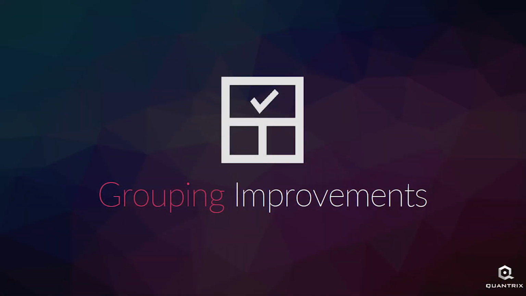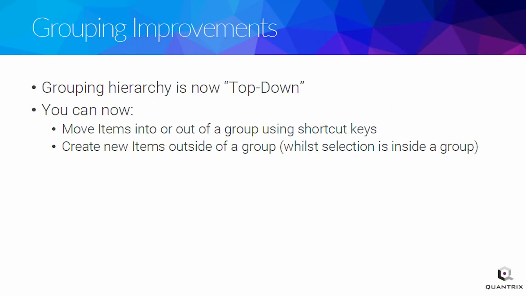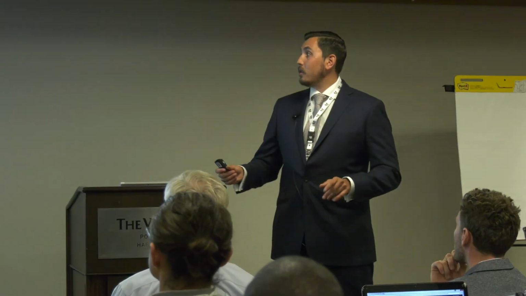So grouping hierarchy is top-down. This makes it easier to create a group retrospectively if you didn't realize that a group was needed beforehand. And now, most importantly, you can move items inside and out of a group using shortcut keys. This was something you couldn't do before. If you remember, you had to ungroup everything, move the item out, regroup everything. You don't need to do that anymore.